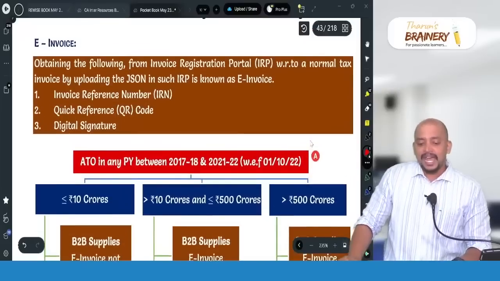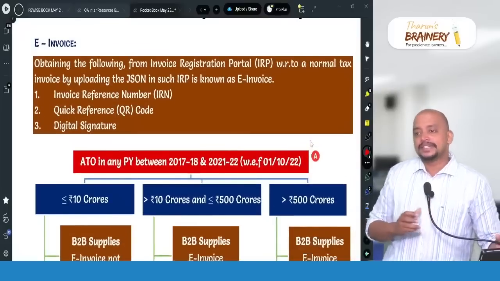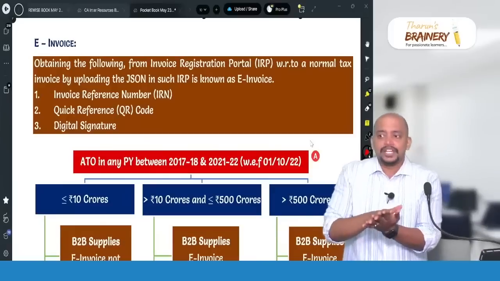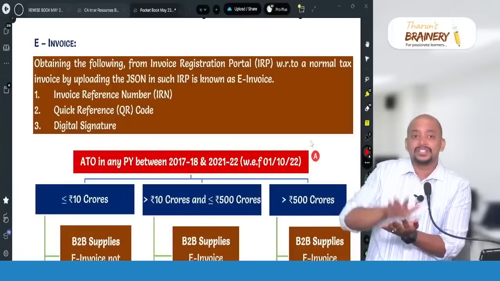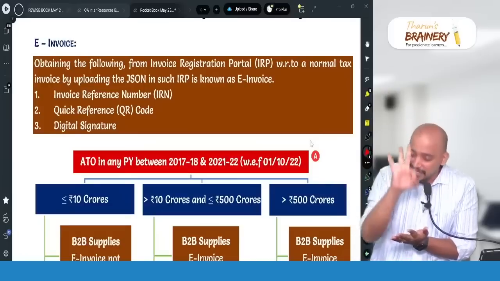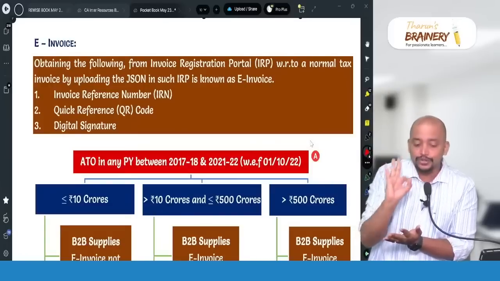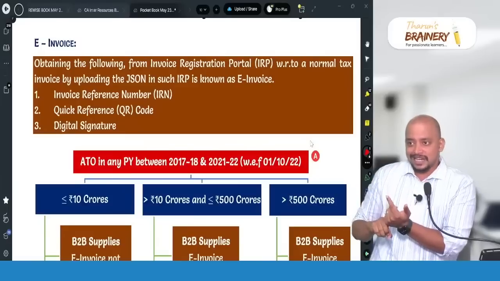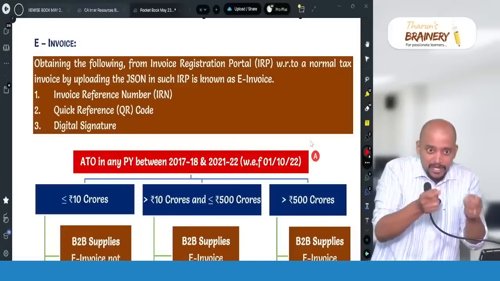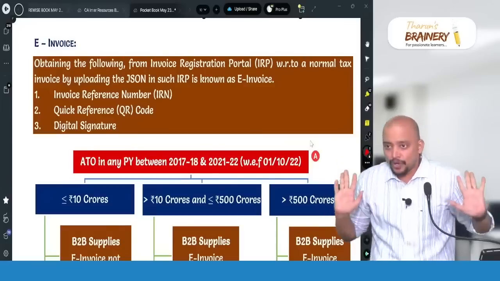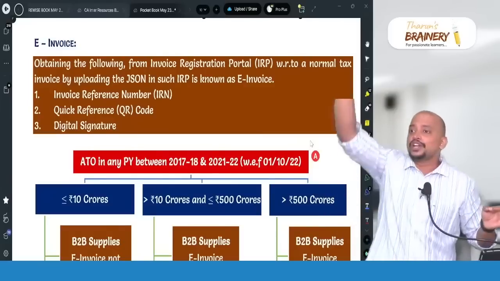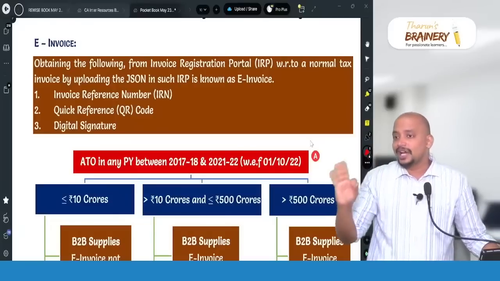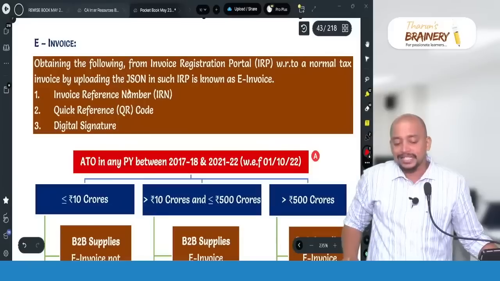Then we have two concepts, that is e-invoice and dynamic QR code. What is an e-invoice? When we upload a normal invoice into the invoice registration portal and obtain 3 things, it is called an e-invoice. What are those 3 things? Invoice reference number, QR code and digital signature. Then that normal paper invoice will be called an e-invoice.